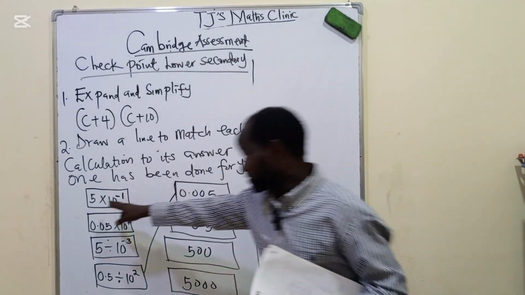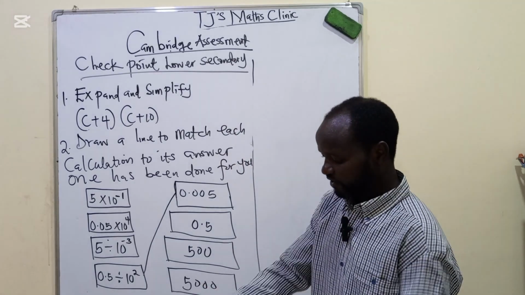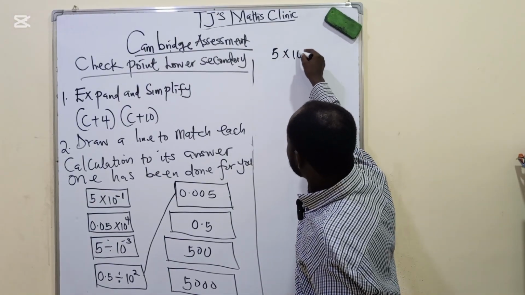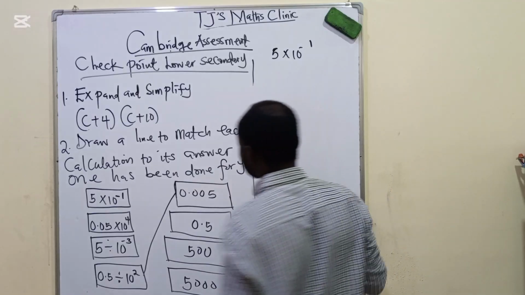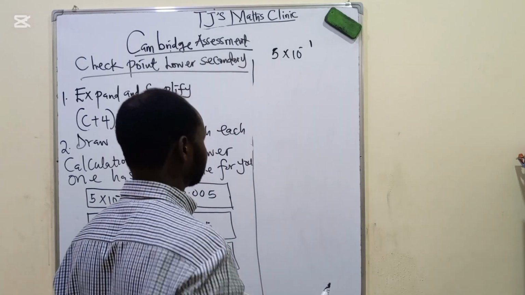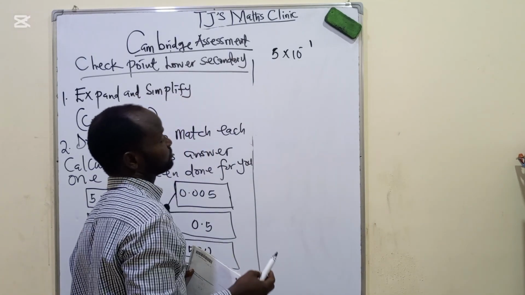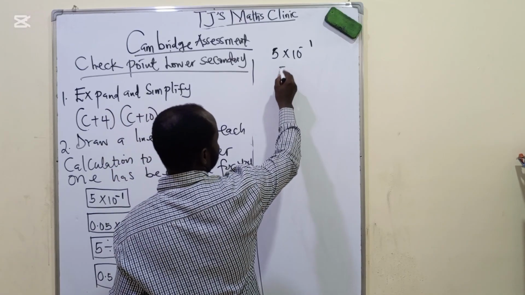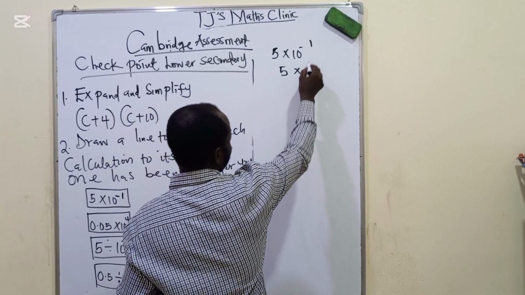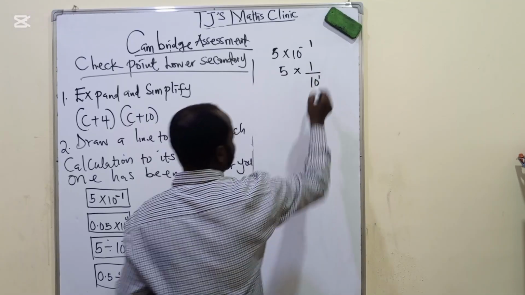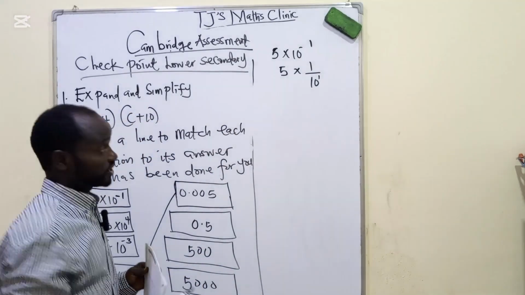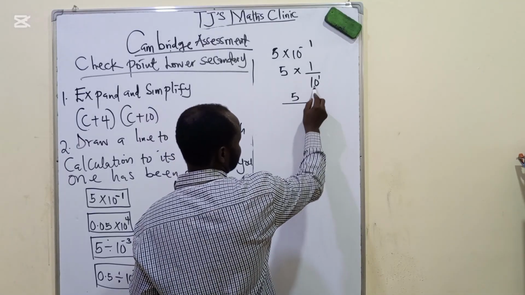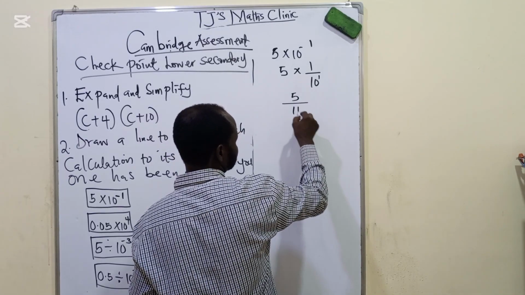Let's say we want to solve this first one. We have 5 times 10 power minus 1. What will be the solution? There are many ways we can approach this question. We can write this as 5 times 1 divided by 10 power 1. They mean the same thing, using the negative law of indices. So this will be 5 divided by 10 power 1, which means 10.